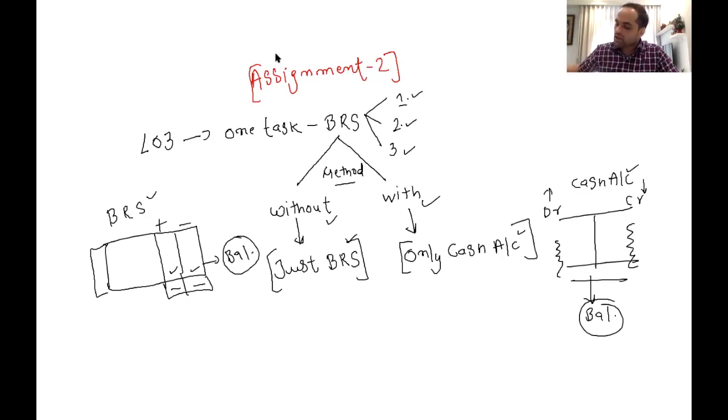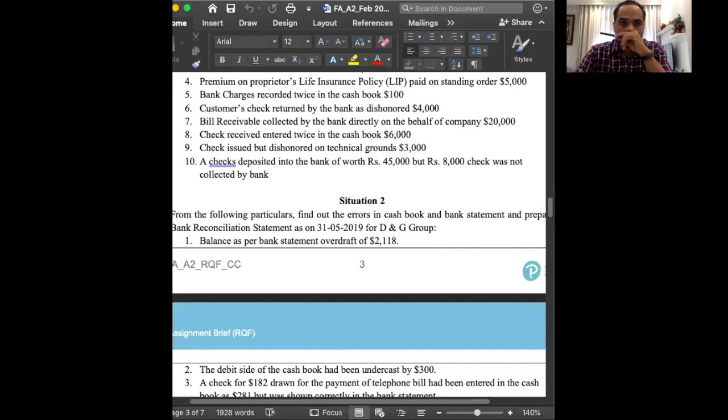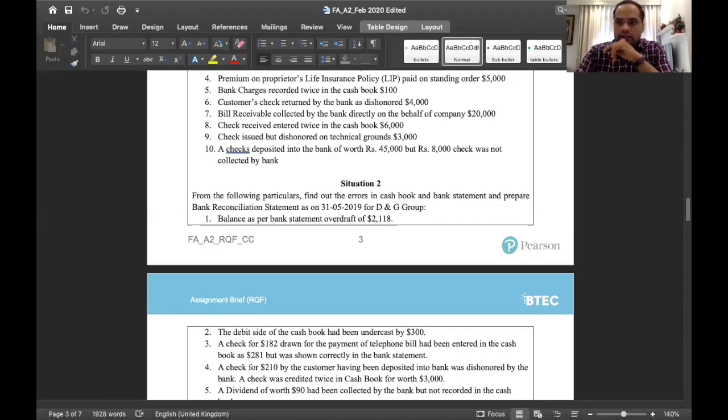So let's start with your assignment situation 1. So open your assignments. That is your assignments. Can you see that? Yes. Yes, teacher.